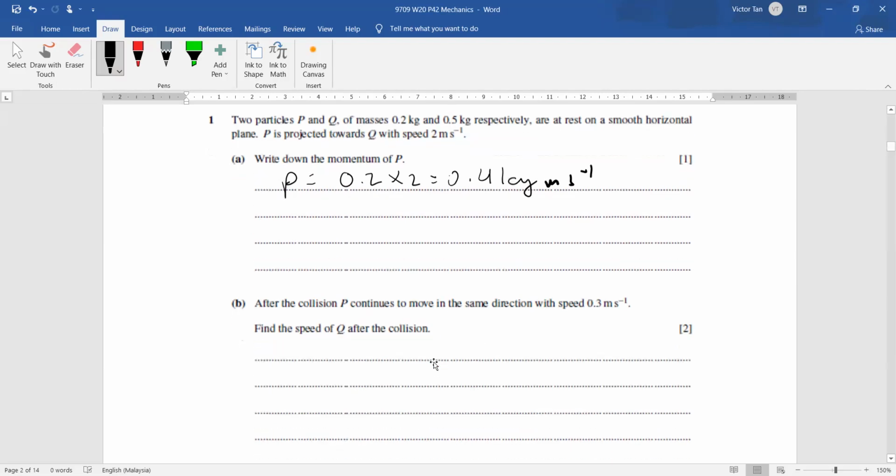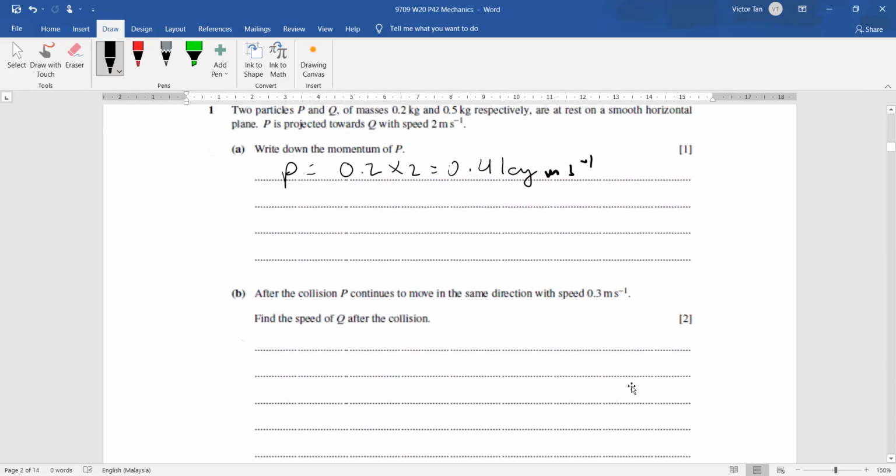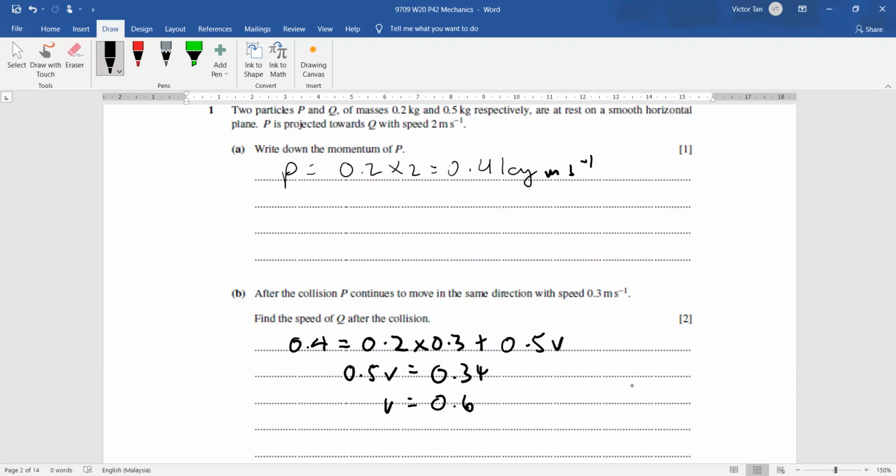After the collision, P continues to move in the same direction with speed 0.3 meters per second. Find the speed of Q after the collision. So the momentum before the collision, 0.4, equals the momentum after the collision: 0.2 times 0.3 plus the momentum of Q, which is 0.5 V. So 0.5 V equals 0.4 minus 0.06, which is 0.34. So V equals 0.68 meters per second.